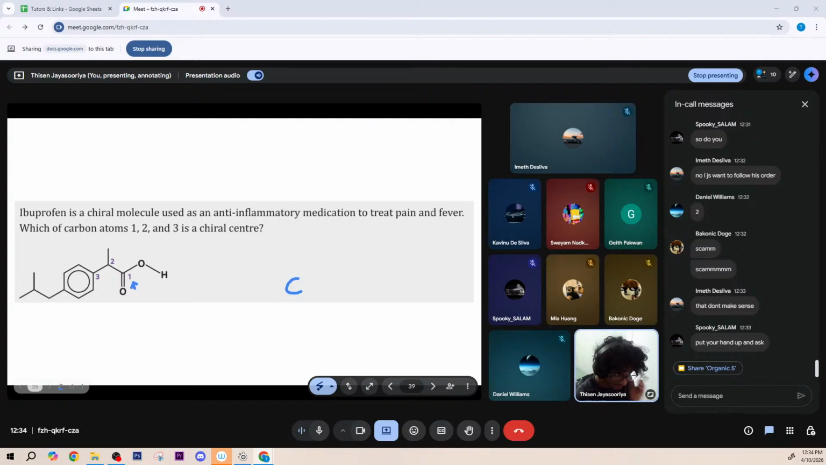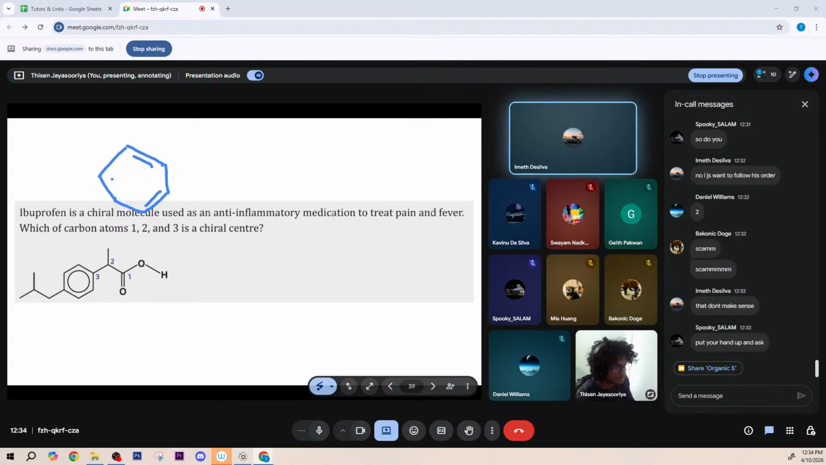Remember, here this one's only bonded to an O, a double bond O, and a C. There's only 3 distinct groups. It needs to be 4 distinct groups. Does that make sense, Emeth? And the same thing with this one down here. Remember, this aromatic ring looks something like this.